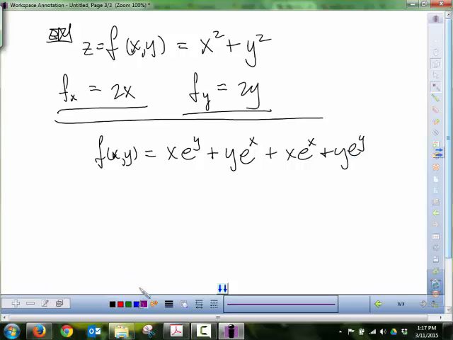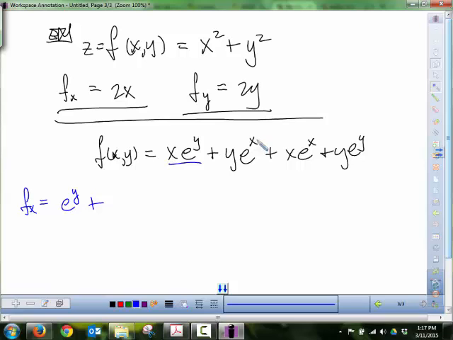All right, let's take the derivative of this. Let's start with respect to x. What's the derivative of the first term with respect to x? 1 times the constant, e to the y. Right? Okay. What's the derivative of y times e to the x with respect to x?